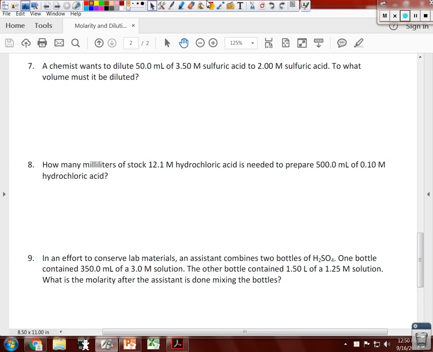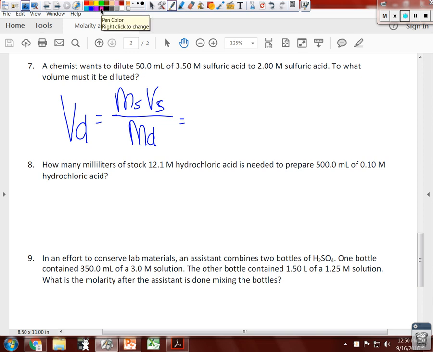A chemist wants to try to dilute 50 milliliters of a 0.35 molar sulfuric acid to 2 molar sulfuric acid. To what volume must it be diluted? So that's an easy question, right? Very straightforward. What variable were you solving for? Okay, so VD is equal to MS VS over MD. Is that right? Yeah, that's right.